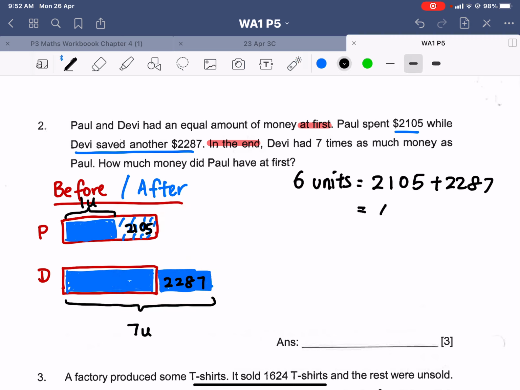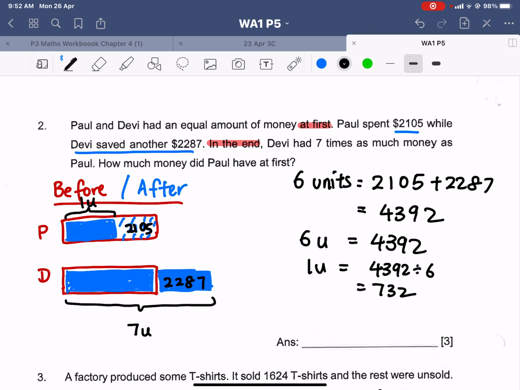So it's made up of these two amounts that make up the extra difference. If we add this up, we will know the total for the 6 units. So 6 units is 4,392. We find for 1 unit, which is just dividing it by 6. Okay, so now we know 1 unit is 732.